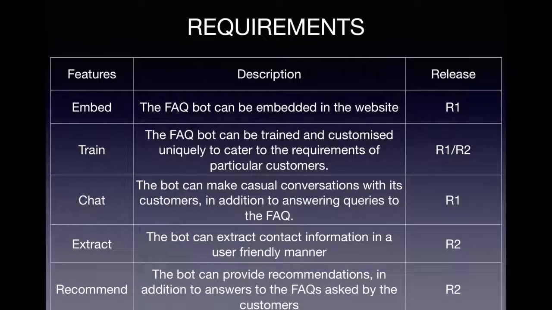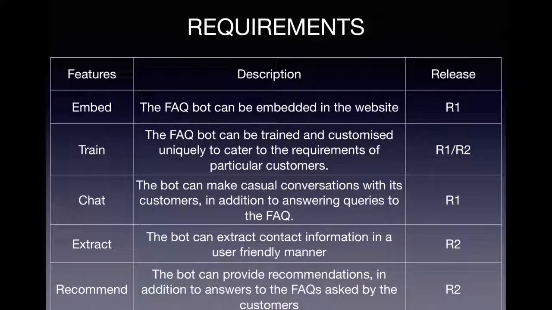So, the following are the features for our chatbot, starting with the embed feature. So here, the chatbot had to be embedded into the website that we had designed. Next, the train feature. The FAQ bot had to be trained and programmed in AIML to answer the domain specific questions and cater to the requirements of the customers of that particular domain.